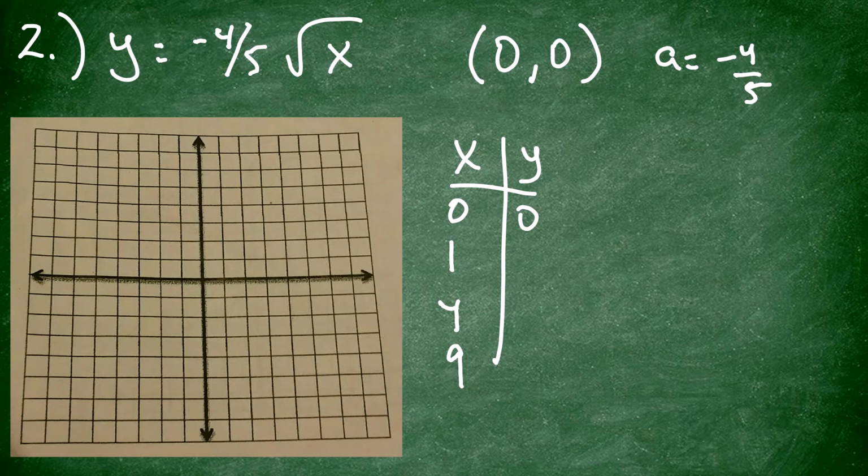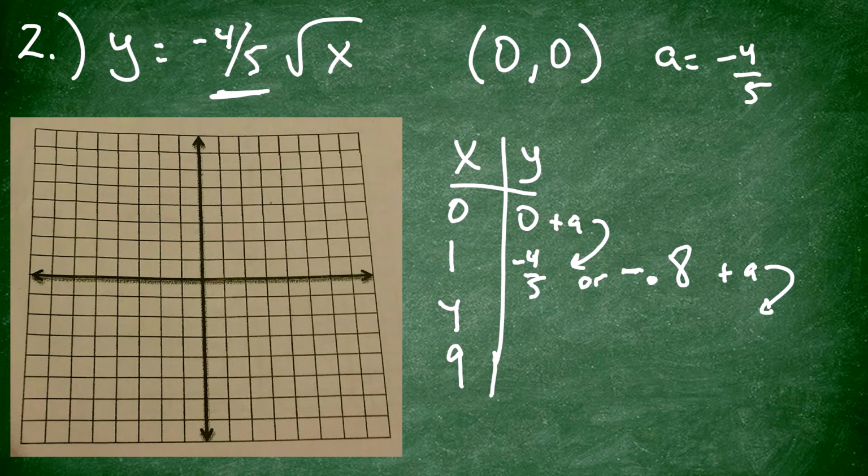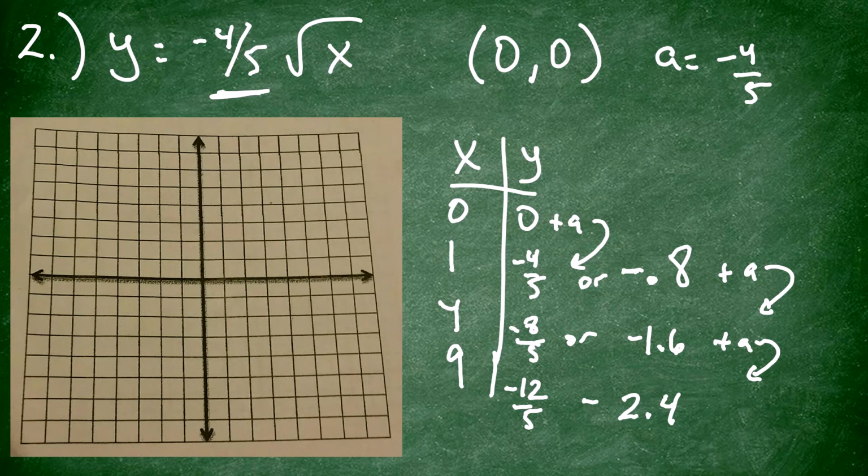1, 4, and 9 is my x. And then I'm going to use a to build my y chart. So I do 0 plus a, which gives me negative 4/5. You might want to put decimal if you do better with decimals. So negative 0.8. I do that plus a to get my next level. That gives me negative 8/5 or negative 1.6. I add a again to get my next level, and that's negative 12/5 or negative 2.4. All right. So it doesn't matter whether you use decimals or whole numbers or fractions.